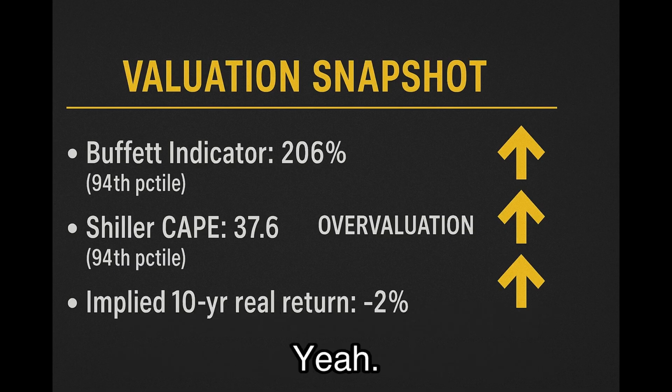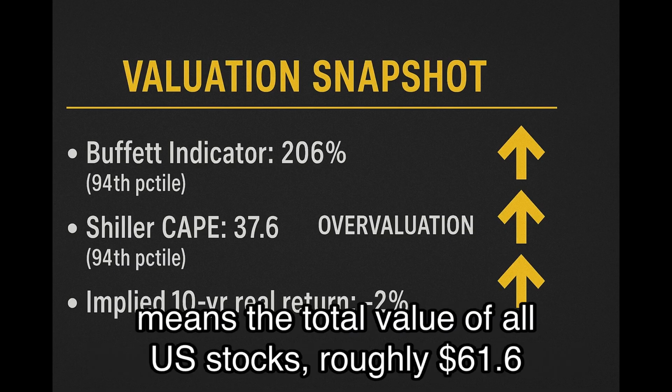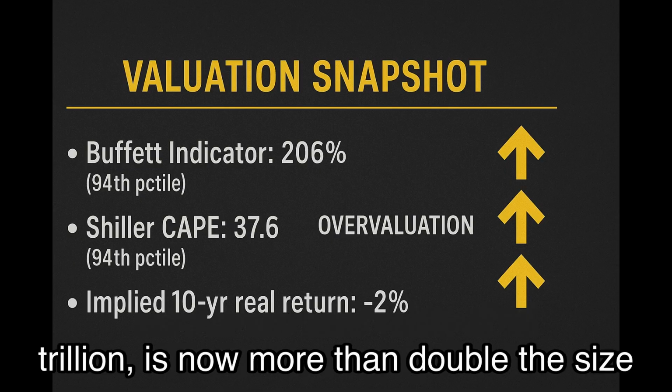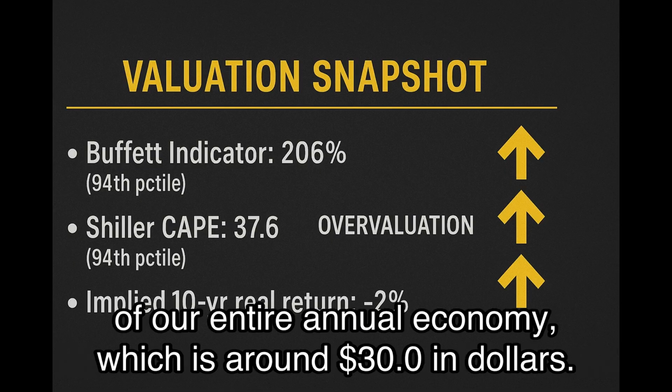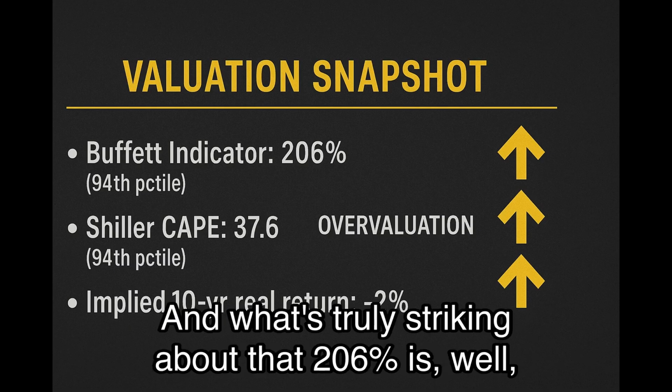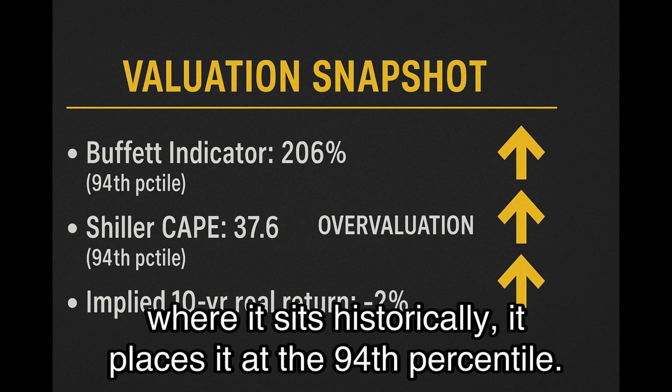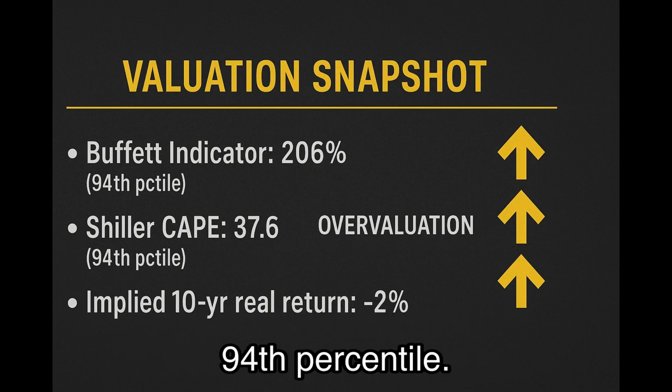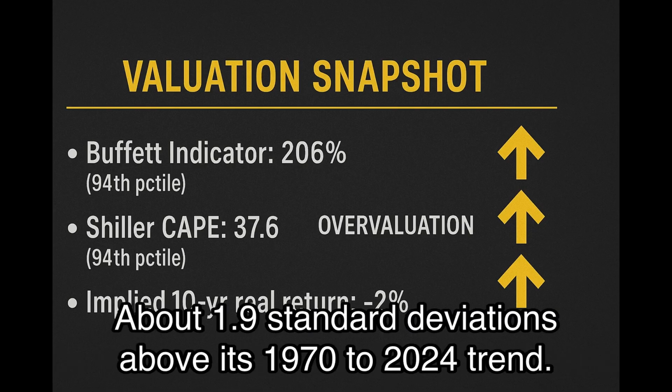206%. Wow. To give you a sense of scale, that means the total value of all U.S. stocks, roughly $61.6 trillion, is now more than double the size of our entire annual economy, which is around $30.0 trillion. Double the economy. That sounds big. It is. And what's truly striking about that 206% is where it sits historically. It places it at the 94th percentile. So very, very high compared to history. Extremely high. About 1.9 standard deviations above its 1970 to 2024 trend.